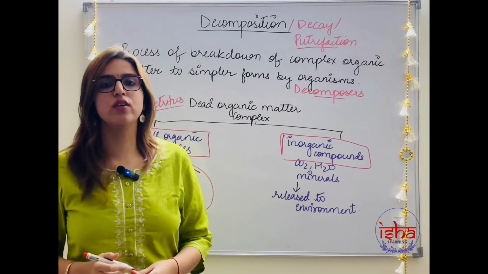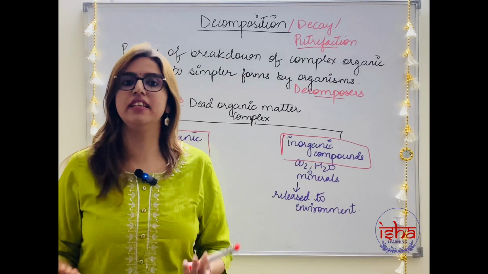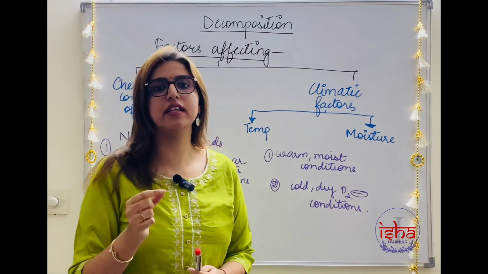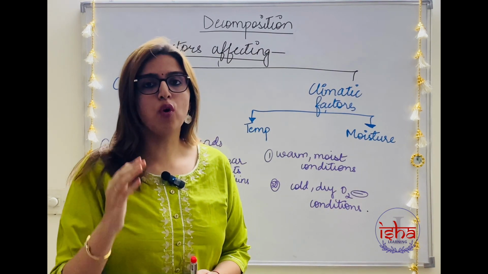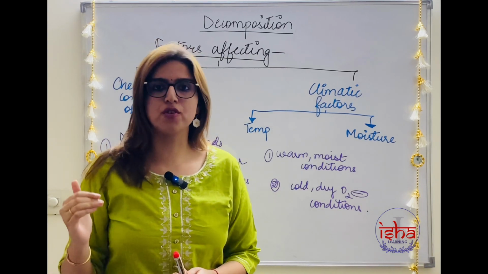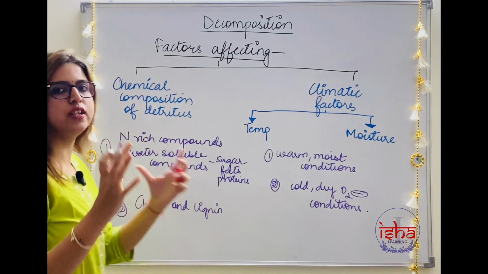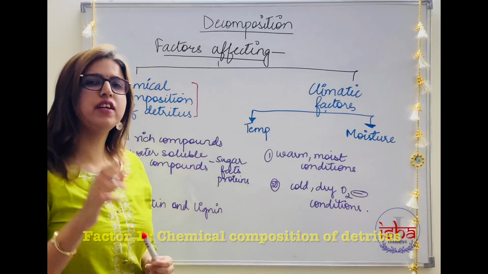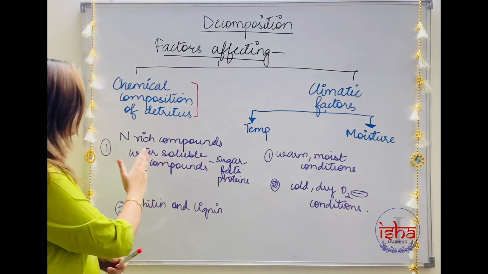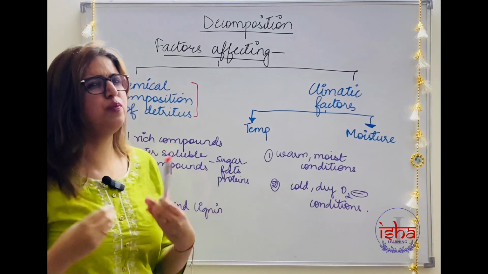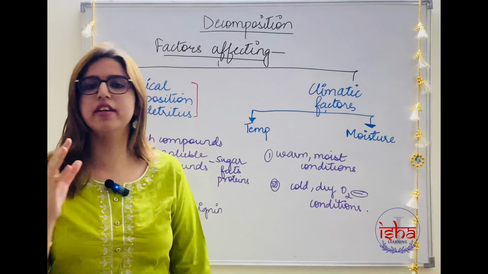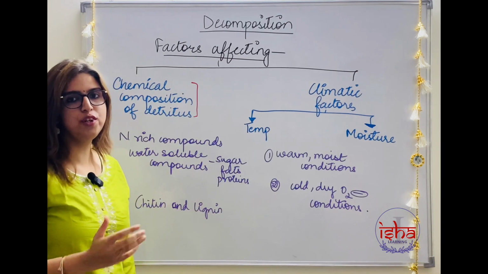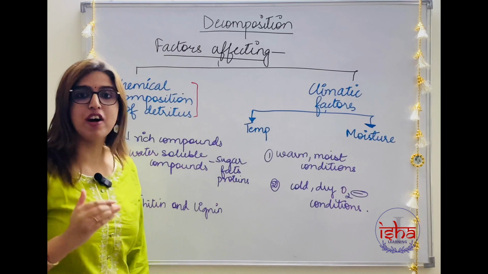Now let's talk about the factors that affect decomposition. मैं क्या decompose करना चाह रही हूँ? What is the composition of my detritus is going to determine what is going to be my rate of decomposition, right? So now let's logically think. First is the chemical composition of detritus. Now if I give you 2 options, okay? The first one is nitrogen-rich compounds that are soluble in water, proteins, sugars, molecules like that. And second option is chitin and lignin. What do you think will be decomposed faster?